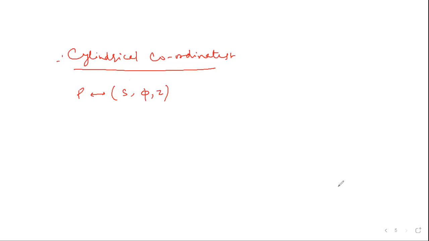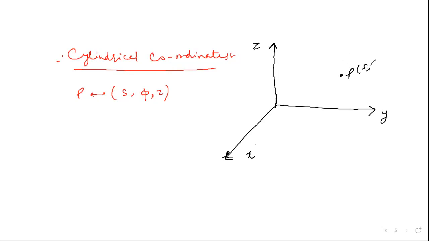So my figure goes like this. This is my x, this is my y, this is my z. Then I have some point P, which is labeled by the coordinates s, phi, and z.